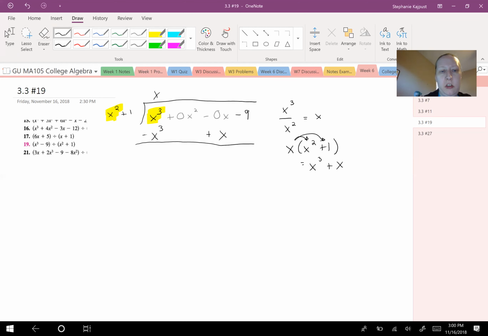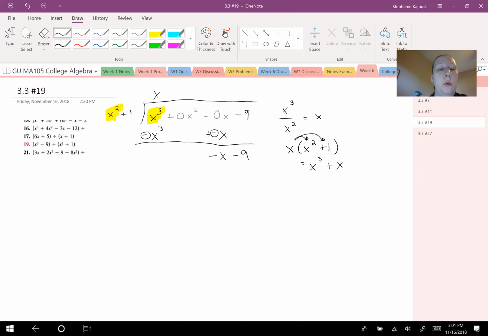Now I change the signs for subtracting. And then I combine them. So x cubed minus x cubed is 0. 0x squared plus 0, that just is still 0. 0 minus x, so I'm going to get a negative x and then minus 9.